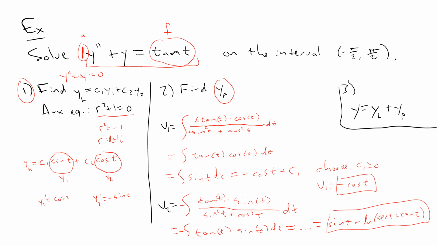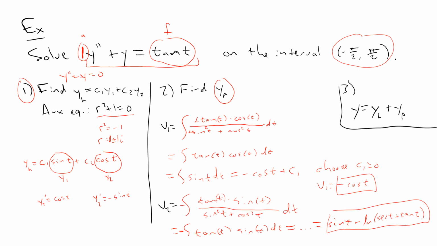I'll also mention originally the natural log has absolute values on its argument, but that absolute value goes away when you realize that we're dealing with this interval negative pi over 2 to pi over 2. Secant t plus tangent t is always positive on the interval, so the absolute values won't be necessary.